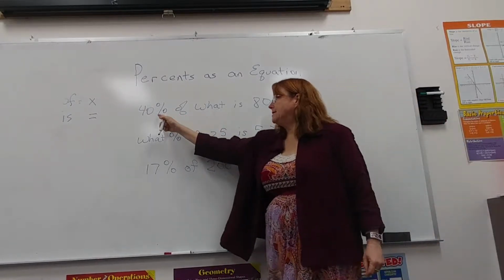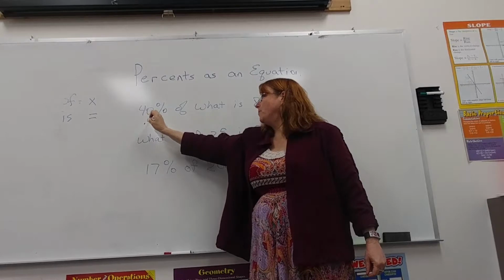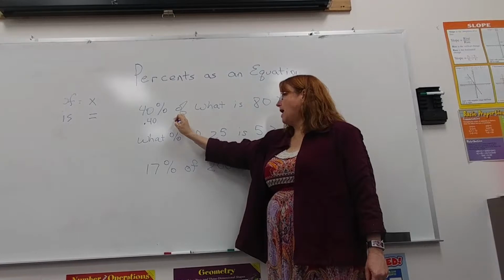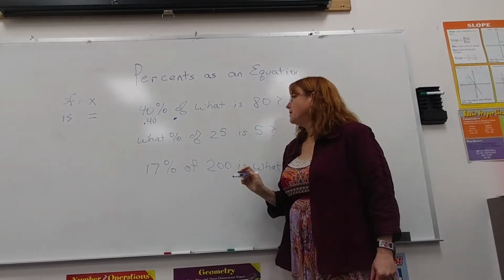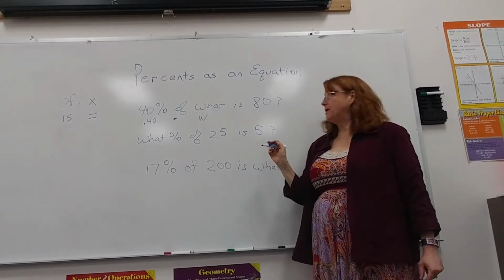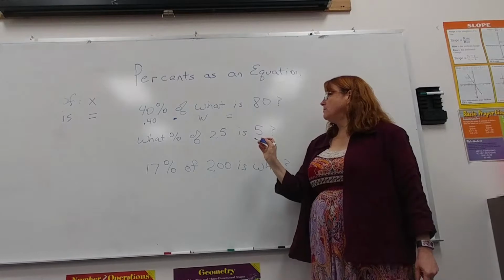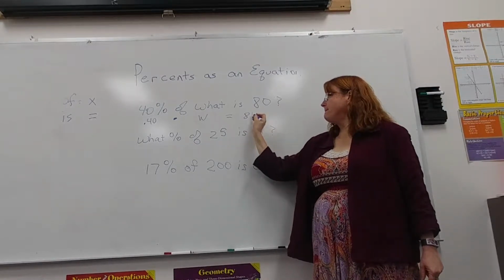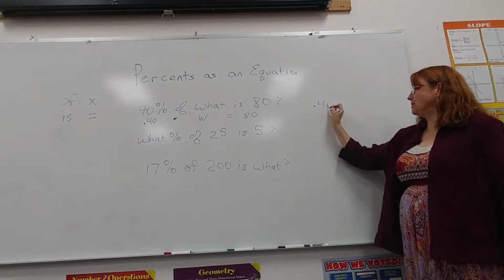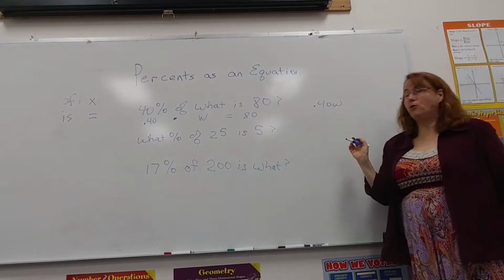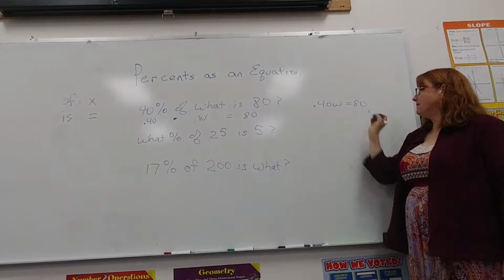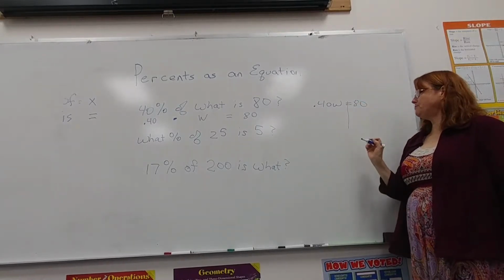So how do you write 40 percent? We write it 0.40 or 0.4. Of means times. I use a dot for times instead of a times sign. What? I don't know. That's my unknown. 40% of something is 80. If I write what I read, I'm going to put 0.40 W, because I remember when we multiply a letter and a number, they don't have to have anything between them, equals 80. That's what that kind of looks like as an equation.